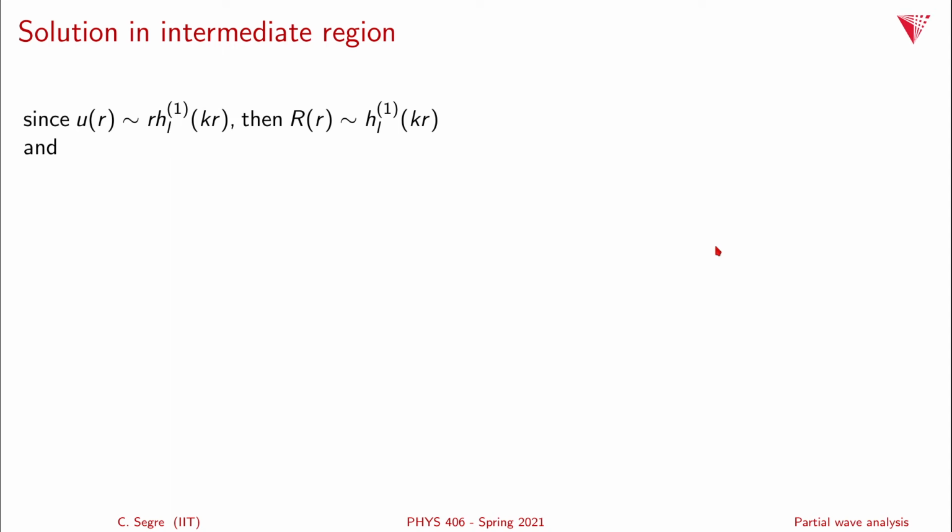What we're now going to do is solve the scattering problem in the intermediate region. We already know the solution for the radiation zone because that's just a spherical wave. And we know the solutions are Hankel functions of kr. So u is proportional to r times the Hankel function of the first kind sub L of kr. Then R of r must be the Hankel function sub L of kr.